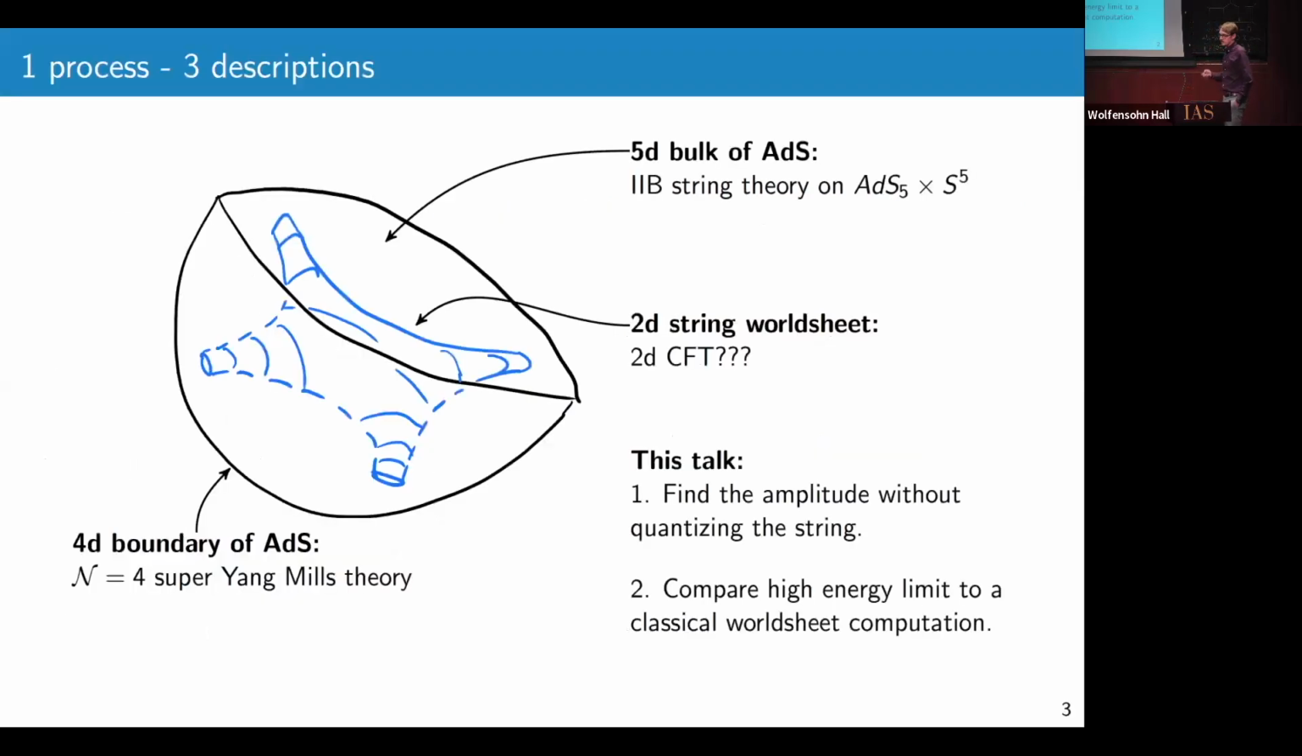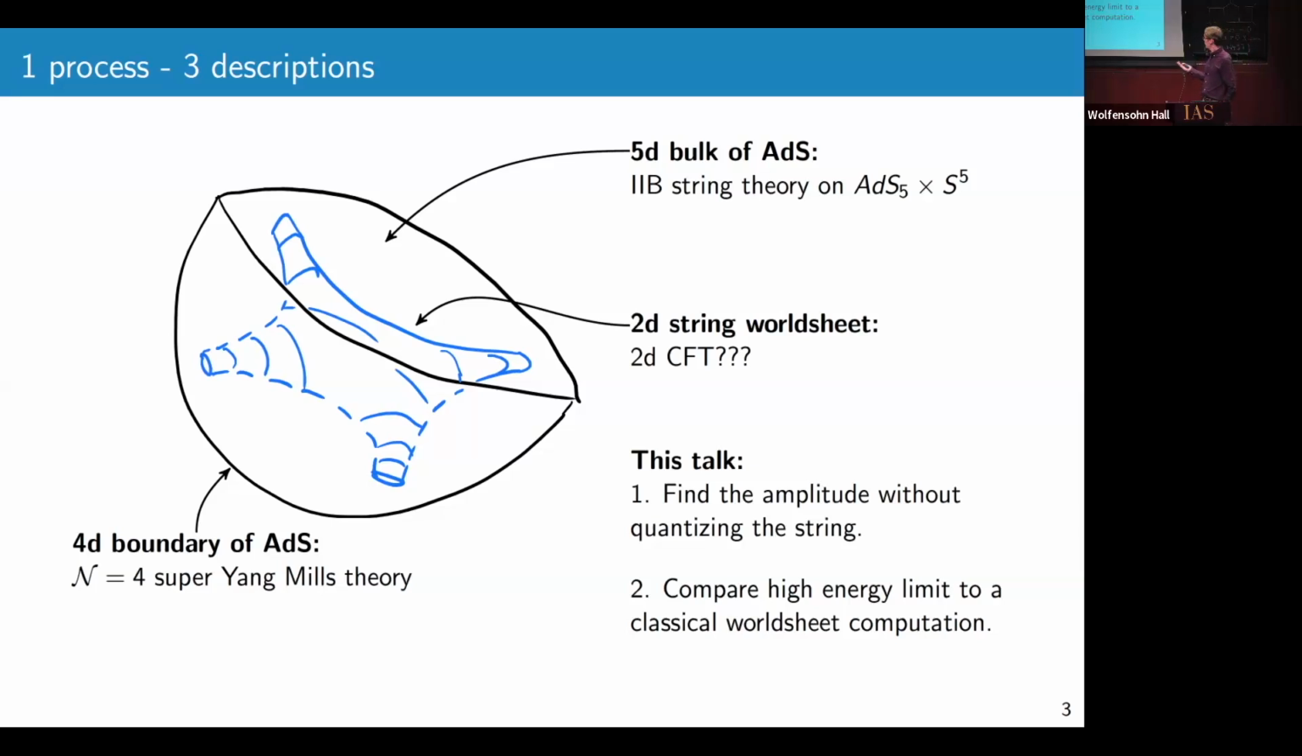So let's talk about the process we want to describe. And we have the luxury that we have here 3 different descriptions of this process. In the bulk, we have type 2b string theory on AdS5 cross S5. And the process is genus 0 scattering of closed string gravitons. And on the boundary, we have n equals 4 super Yang-Mills, and there should be this worldsheet theory that we don't know.